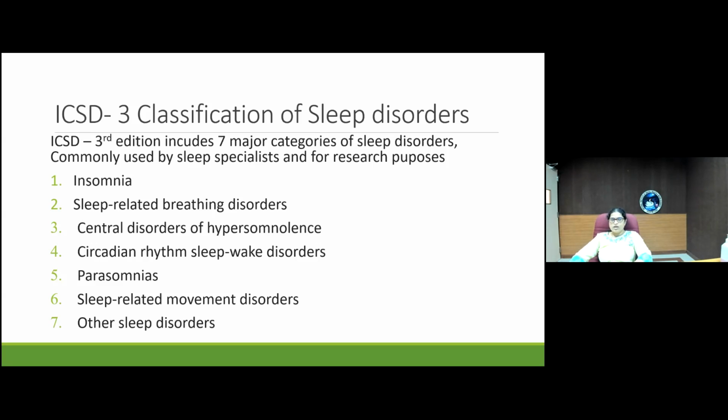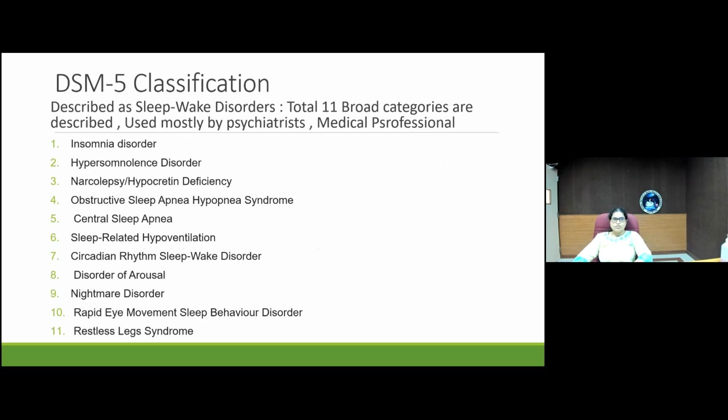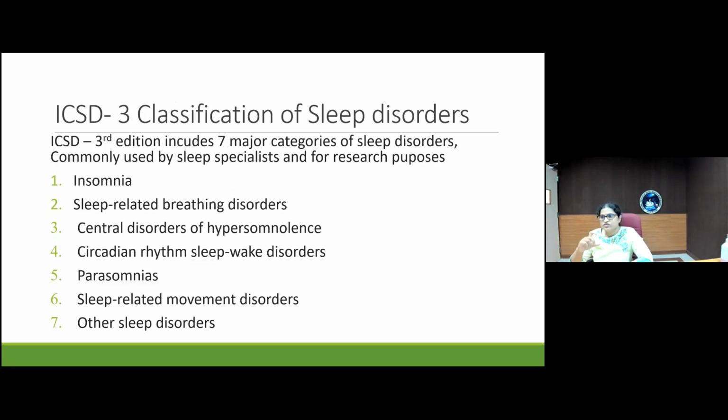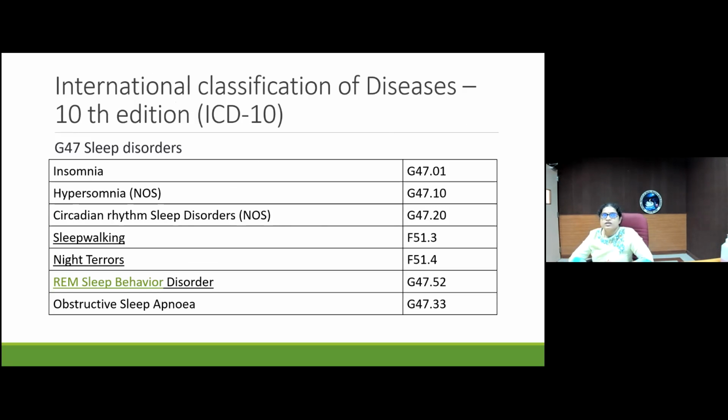Like you can see, DSM-5 and ICSD have almost similar classifications, a similar set of disorders, but terminologies may differ. For example, in DSM-5, we do not have parasomnias as a separate broad category, but nightmare disorders and rapid eye movement sleep behavior disorder come under parasomnias, which is classified as a separate category in ICSD. So lastly, the International Classification of Diseases, 10th edition.